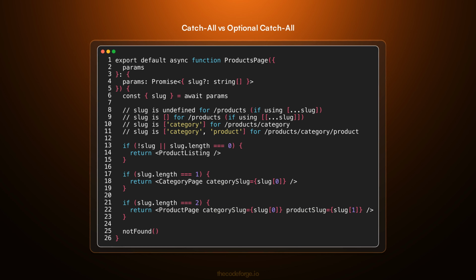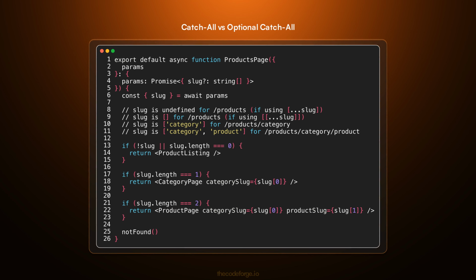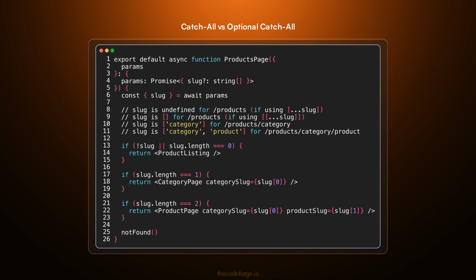This code shows the difference between [...slug] and [[...slug]]. With [...slug], products returns undefined for slug, you must handle that case. With [[...slug]], slug is an empty array. Always guard with a length check to avoid crashes on the route path.